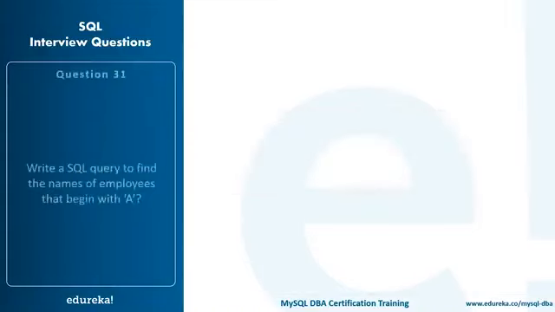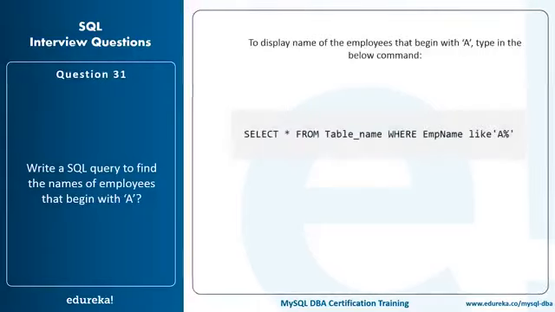Now let's move forward to our next question: write a SQL query to find the names of employees that begin with the alphabet A. To display the names of employees that begin with A, you can type in a command like select star from table name where employee name, because I'm considering an employee table in this scenario, like 'A%' in quotes. When I say A%, all those names starting with A and having any letters or characters after that will be selected. So guys, that's how you can write a query to find the names of employees that begin with A.